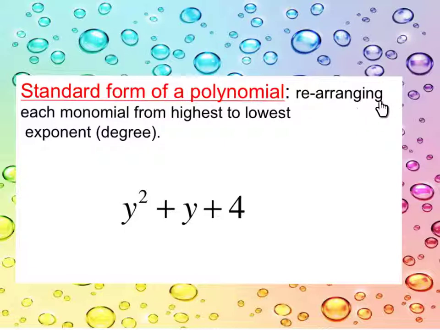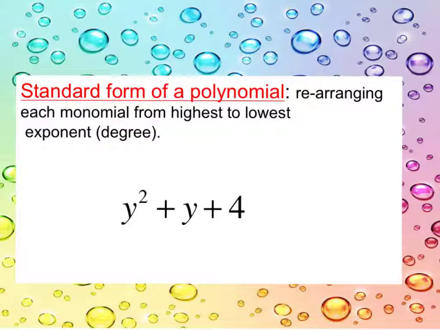We are going to be rearranging each monomial, because remember a polynomial is many monomials, from highest to lowest exponent. And when we use that, it's called a degree of the monomial. So we're going to use the exponents to put it in standard form, going from highest exponent to lowest exponent.